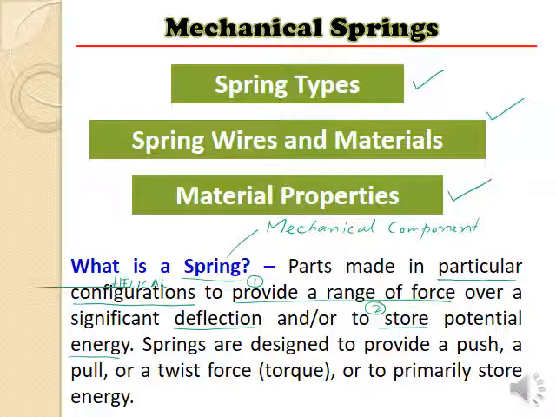But these springs are designed in such a way that they can work by a push force, by a pull force, or by a twist force. By these, we'll have three different types of springs: a compression spring, a tension spring, and a torsional spring. Again, the other objective of a spring is to store energy.